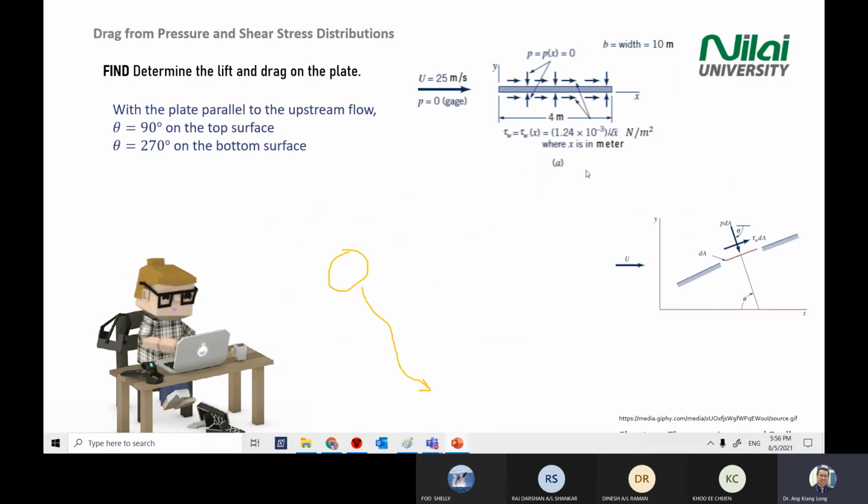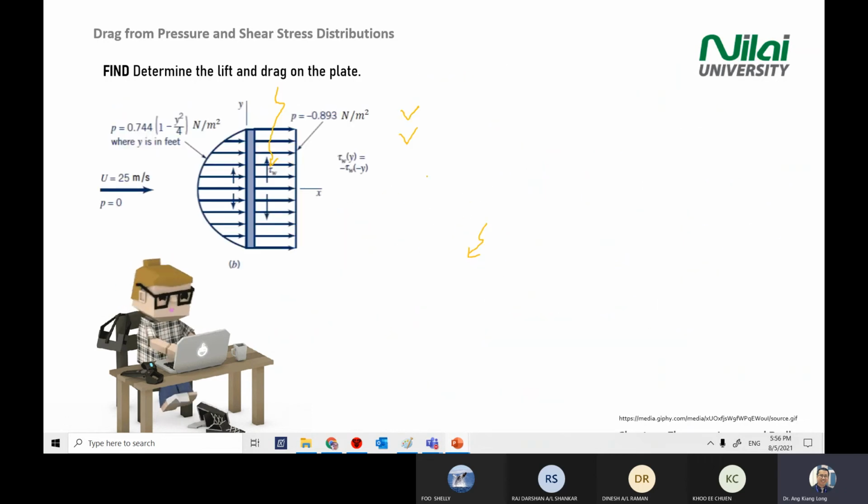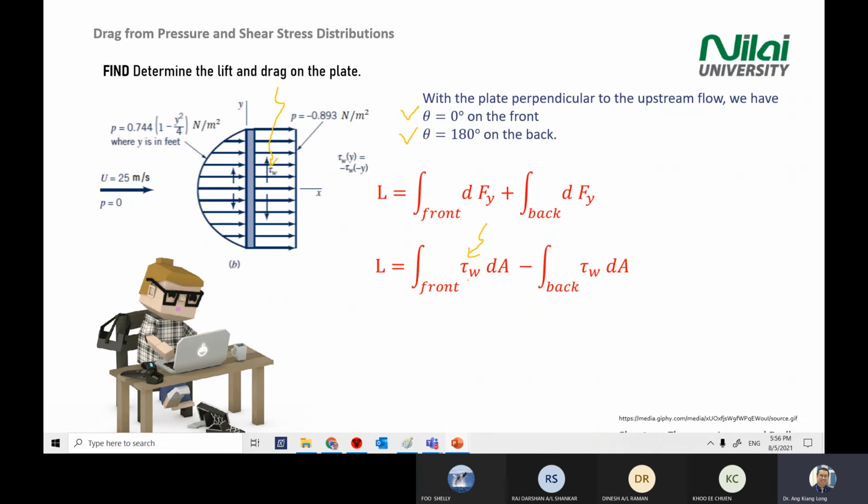So that's why in the second example that is perpendicular, in this case, we use the wall shear stress instead of the pressure, because lift is any force that is normal to the velocity. This combination will give you lift. Okay, so that's why in the second scenario B, we use wall shear stress.